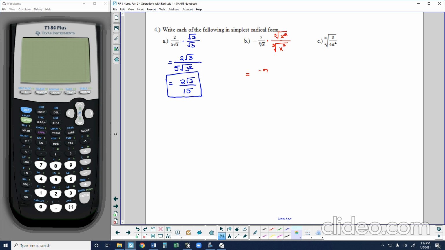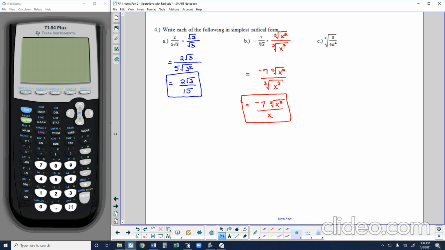So that negative 7 is going to remain. Then I'm going to have the cubed root of x squared now also in the numerator. And then the denominator, the cubed root of x times the cubed root of x squared, because they're both cubed roots, I can multiply their radicands, would be the cubed root of x cubed, which simplifies to just x. So my final response here would be negative 7 times the cubed root of x squared over x. Let's go ahead and take a look at C.